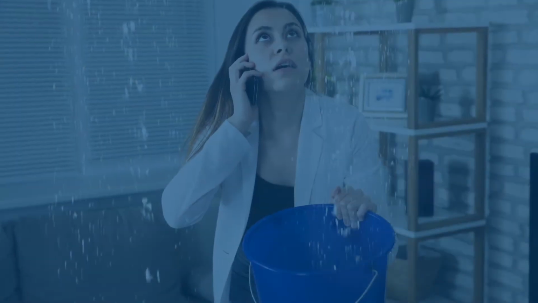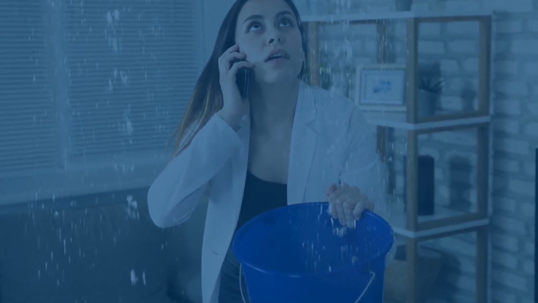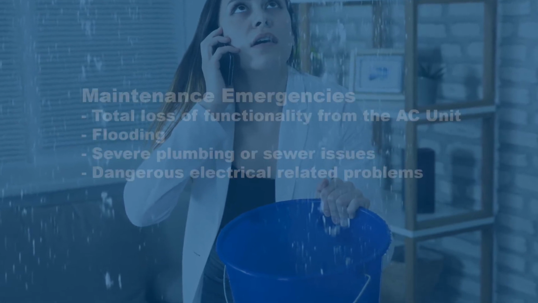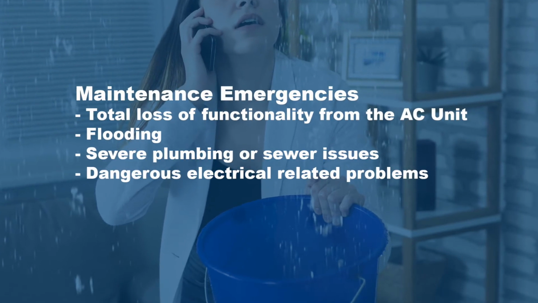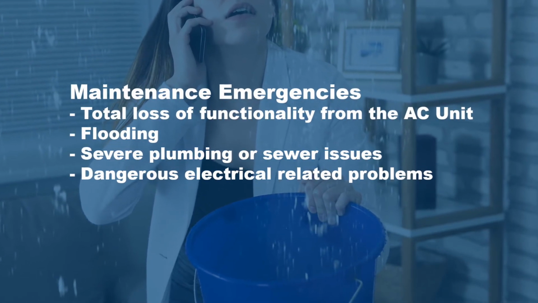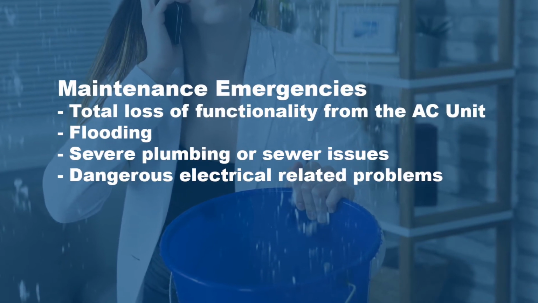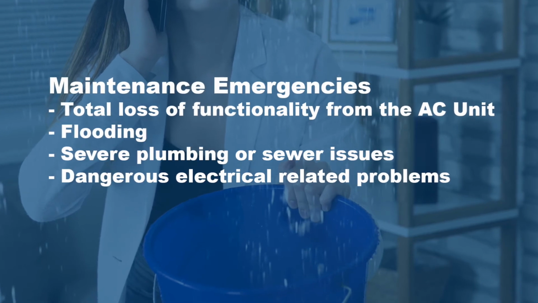There are certain issues that are considered maintenance emergencies. While we still require you to submit a work order form online, a phone call to our office may also be necessary. Maintenance emergencies are a total loss of functionality from the air conditioning unit, flooding, severe plumbing or sewer issues, and dangerous electrical-related problems. In these situations, a call to our maintenance emergency line is warranted.